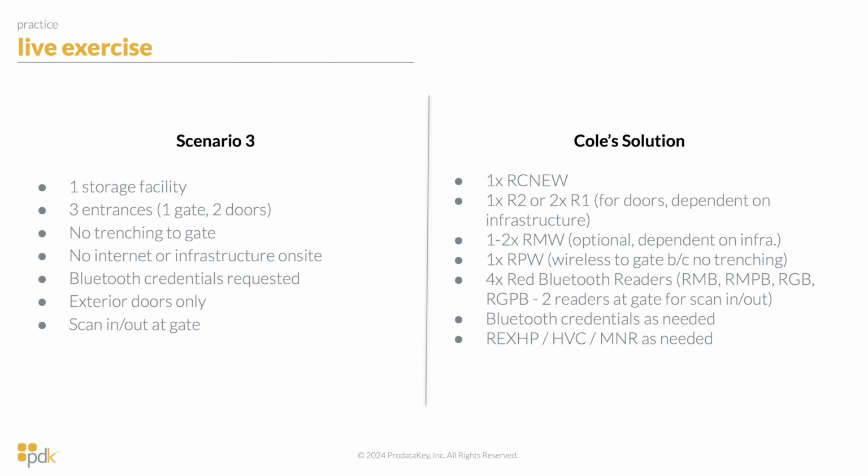A high voltage converter, again, if applicable, for the 2 internal doors. The gate is going to require significantly more than 12 volts and 2 amps. And then the M&R for the mesh network if you do need to improve the communication.